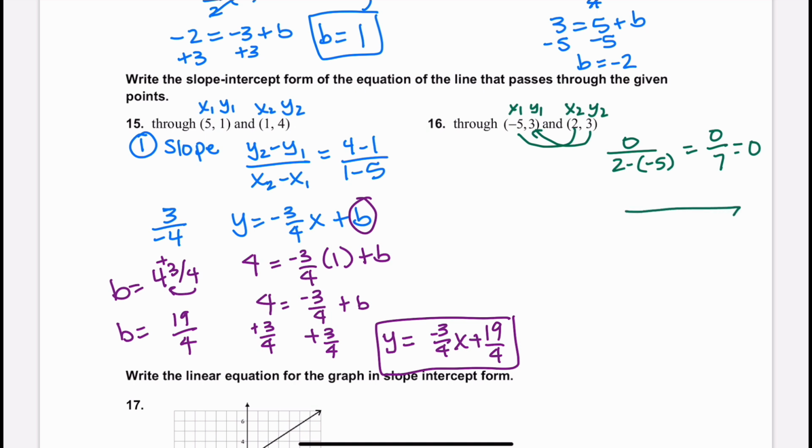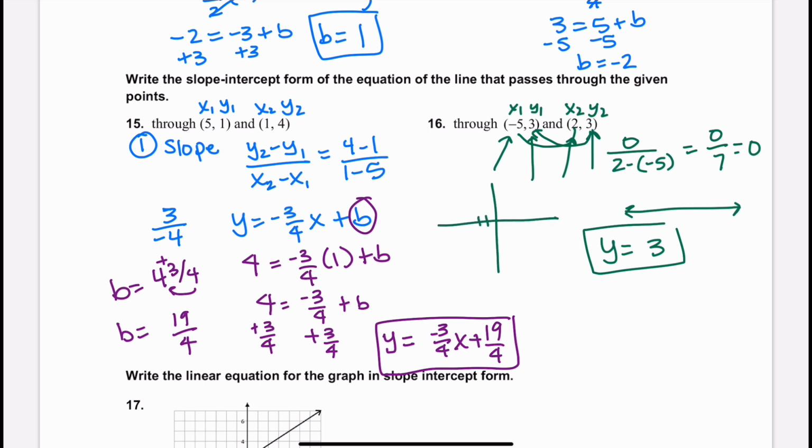This is going to be a horizontal line. The x changes, but notice the y is always 3. So my equation is just going to be y equals 3 here. So we've got the point -5, 3. And we've got the point 2, 3. It's a horizontal line. Y is always equal to 3 there.